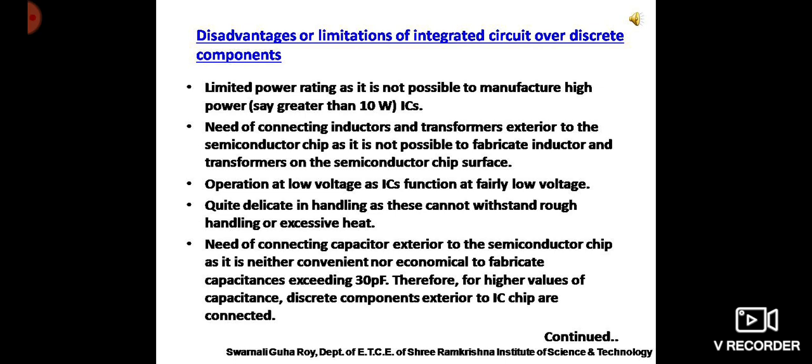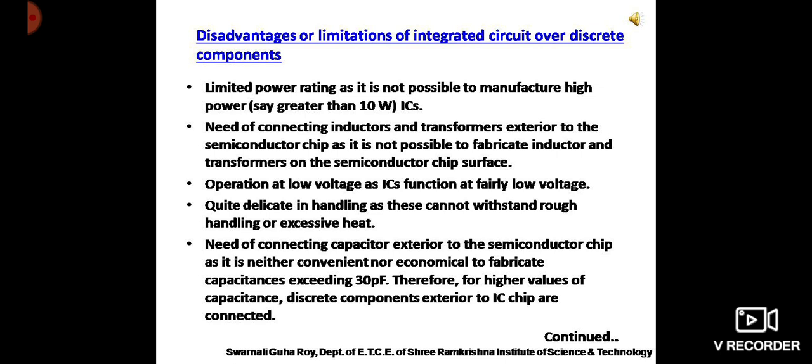Now we must know about the disadvantages or limitations of integrated circuits over discrete components. The first point is the limited power rating of ICs, as it is not possible to manufacture high power ICs, because it is generally not possible to fabricate ICs which can consume or operate at high power. That is, the power rating is comparatively smaller than discrete components.